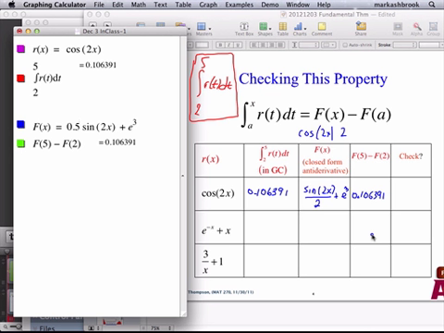So, check. I want you guys to do the next 2 rows. Use graphing calculator, finish these 2 rows of the table. You can work together, okay?